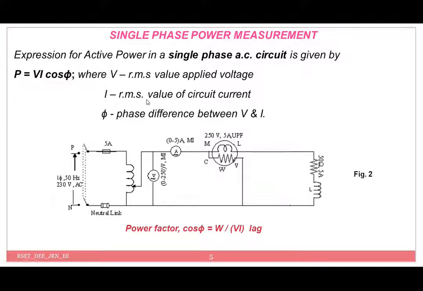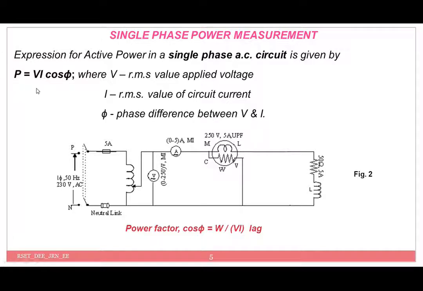And I represent the RMS value of the circuit current that can be measured by the ammeter, and phase angle phi is between the voltage phasor and the current phasor, and all will be taken care of by this device called the wattmeter. So this is a simple arrangement to measure single phase power of an RL circuit.